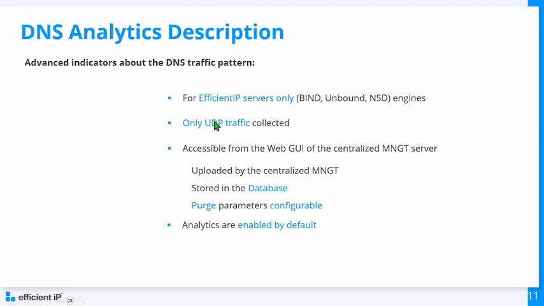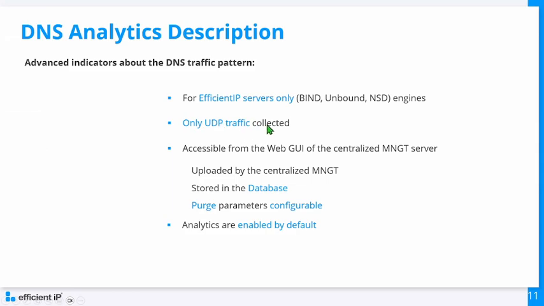The management server is collecting the analytic data from the DNS server. They are collecting using UDP traffic. So it's UDP traffic for them to collect those statistic counters from the remote DNS server, so that you can view the analytic in the management server. Is that okay?